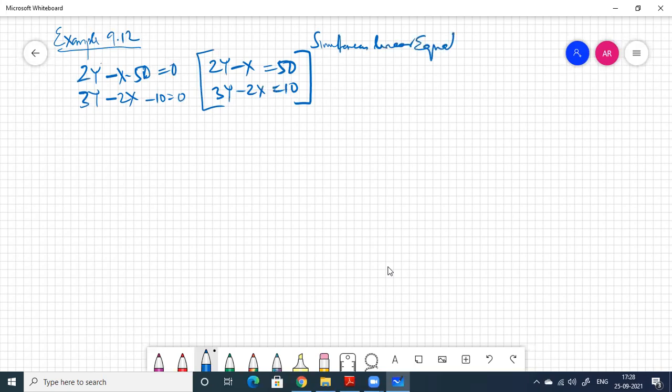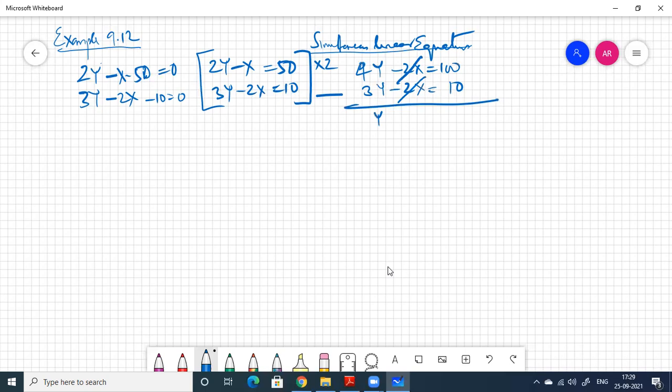This is 8th standard algebra. Okay. What you have to do? Multiply, let us say, this by 2. Then 4y minus 2x equal to 100. Then 3y minus 2x equal to 10. Okay. If you subtract this from this, x will get cancelled. 4y minus 3y is y. 100 minus 10 is equal to 90. y equal to 90 you got.